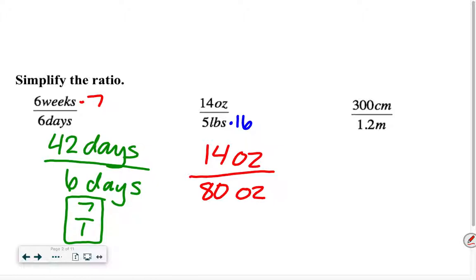Is there a number that goes into both 14 and 80? 2. Is there anything else? Does 4 go into 14? Does 7 go into 80? No, I think we'll go with 2. How many times does 2 go into 14? 7. How many times does 2 go into 80? 40. Can I simplify 7 over 40 anymore? No.